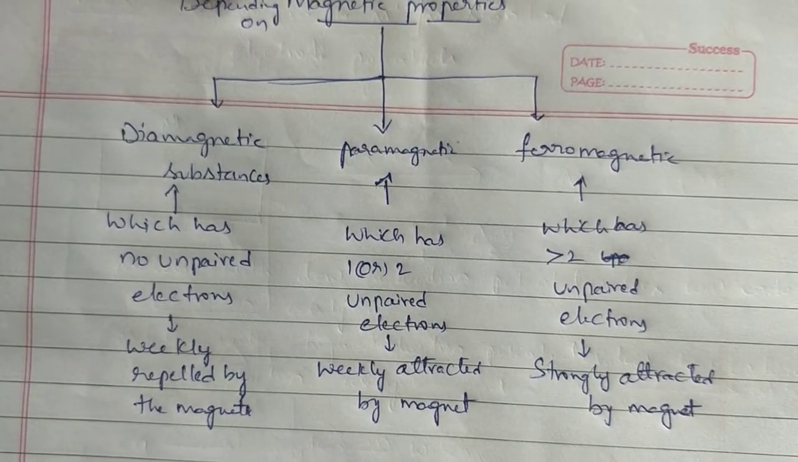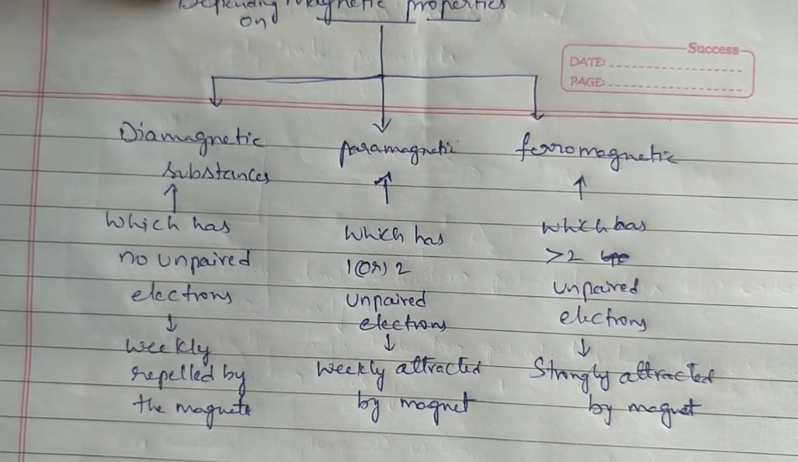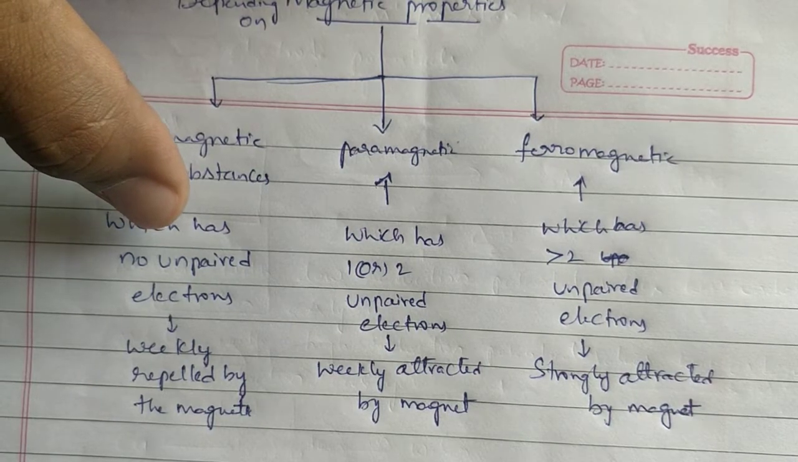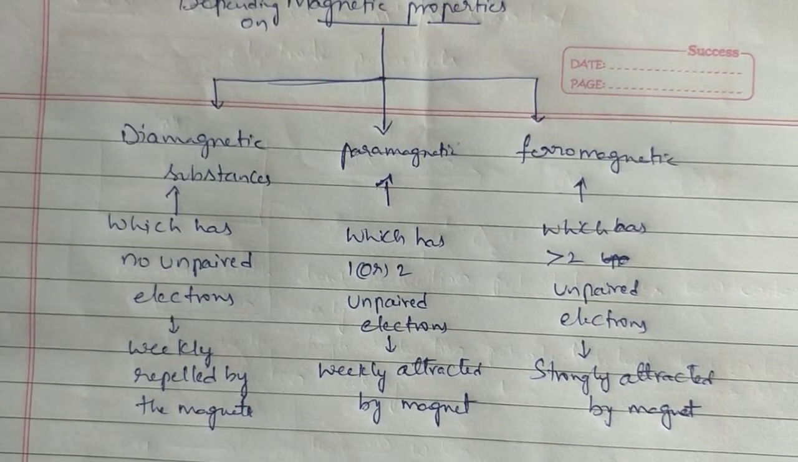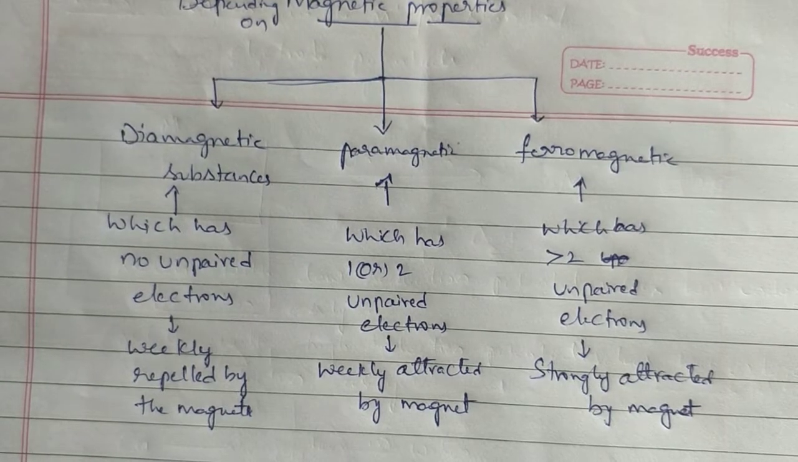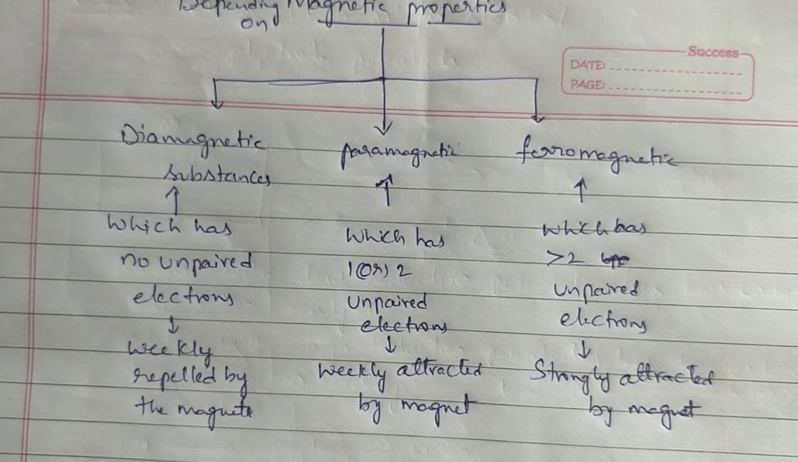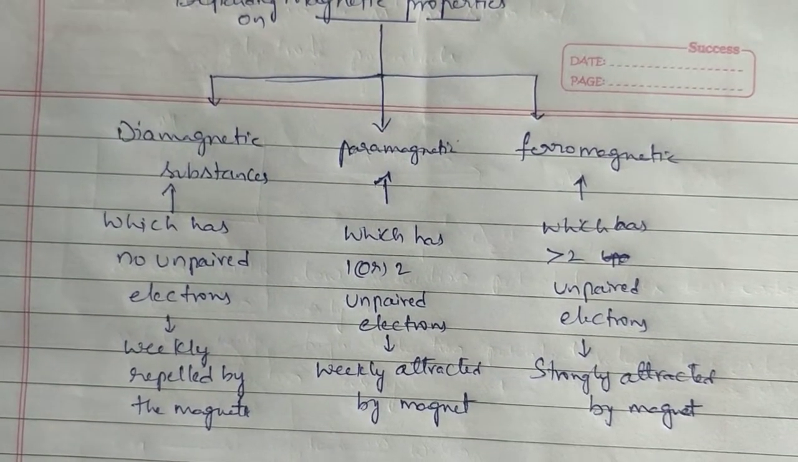Okay? So, diamagnetic substances are weakly repelled by the magnet, which has no unpaired electron. After writing the configuration, we can check how many unpaired electrons are there. If that substance has no unpaired electron, then that comes under diamagnetic substance. If it has 1 or 2 unpaired electrons, then that substance comes under paramagnetic substance. If that substance has more than 2 unpaired electrons, then it comes under ferromagnetic substance. Example, Fe+2.